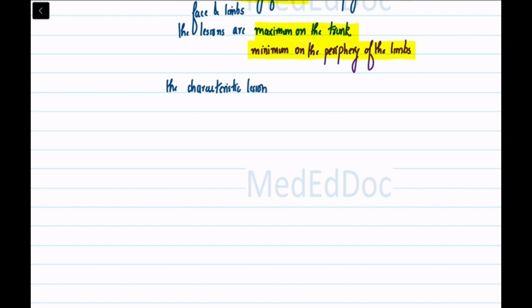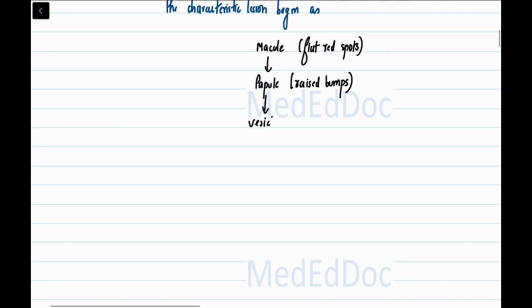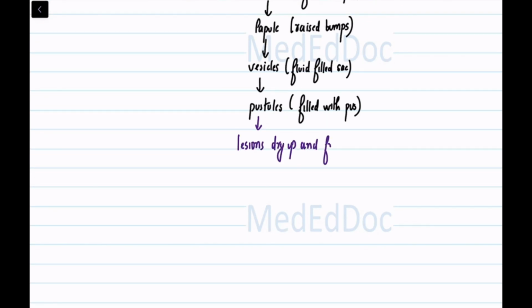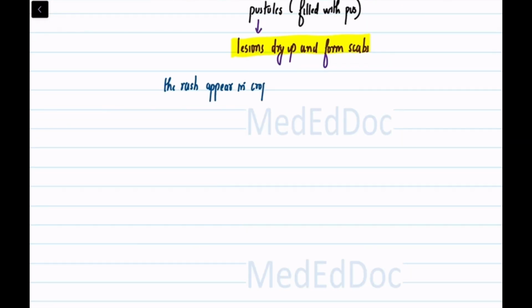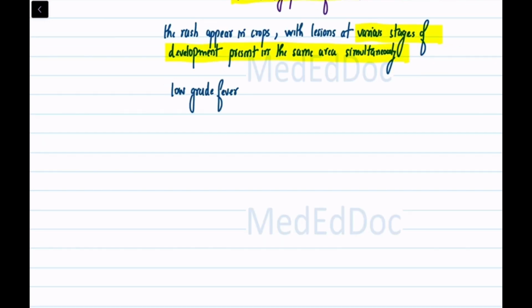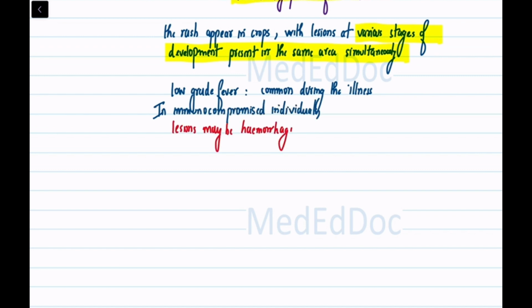These characteristic lesions begin as macules, flat red spots, and evolve into papules, raised bumps, vesicles, fluid-filled sacs, and pustules, filled with pus. Eventually, the lesions dry up and form scabs. The rash appears in crops, with lesions at various stages of development present in the same area simultaneously. Low-grade fever is common during the illness. In immunocompromised individuals, the lesions may be hemorrhagic and widespread, with a higher risk of spreading to other organs.